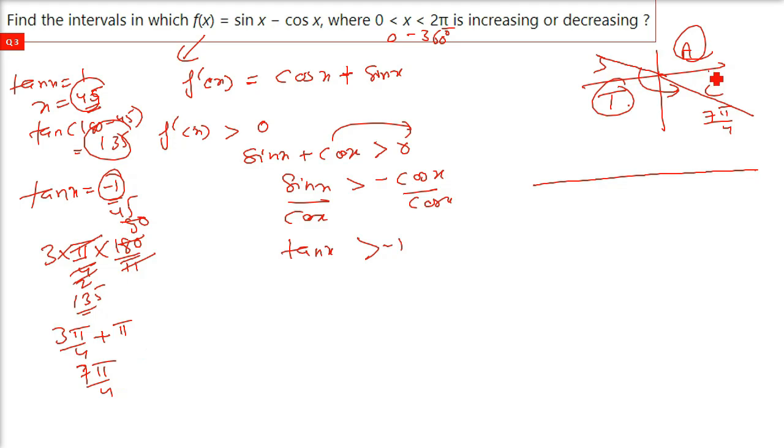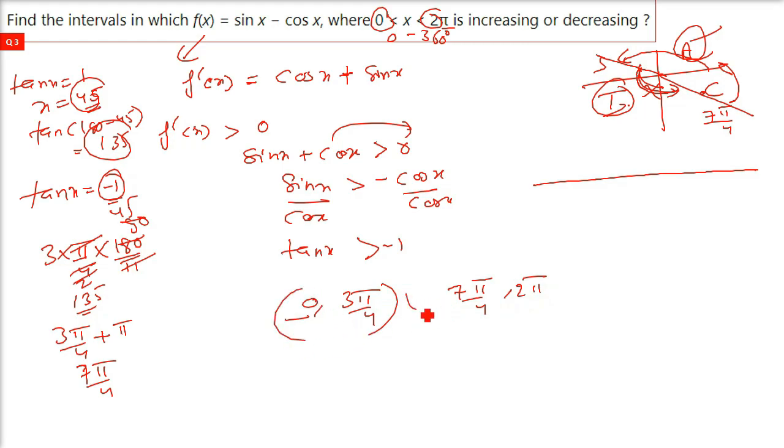What I'm saying is, from 0 to 135 degrees, or 0 to 3 pi by 4, tan x is going to be greater than minus 1, and it will be less than minus 1 when you go from 3 pi by 4 to 7 pi by 4. Sorry, 7 pi by 4 to 2 pi, it is increasing, and 0 to 3 pi by 4, it is increasing. I told you how you got it: if you know when tan x equals 45 degrees, you know when to add pi and when to subtract pi, so that you get minus 1.